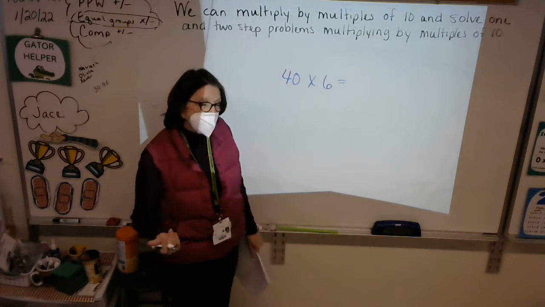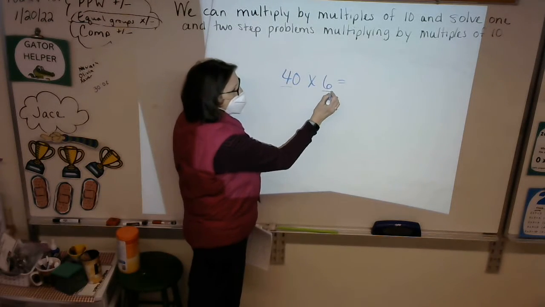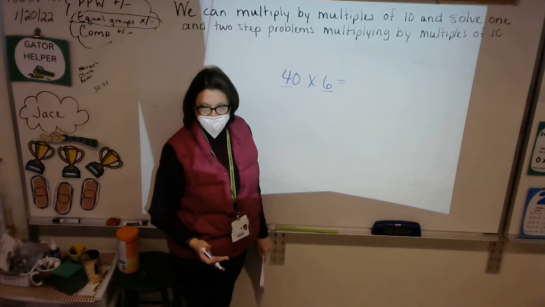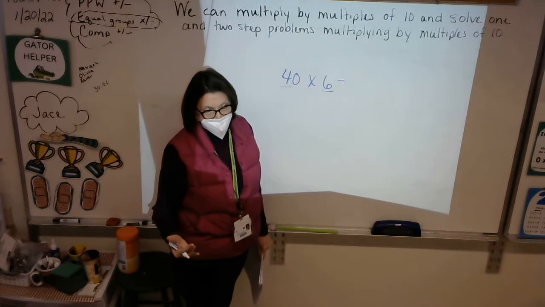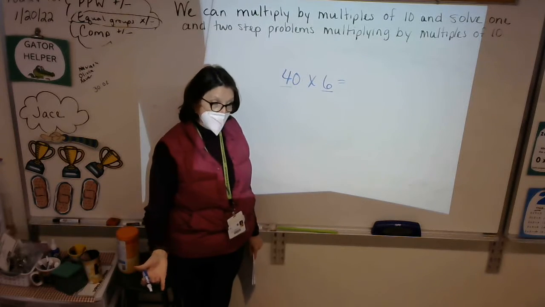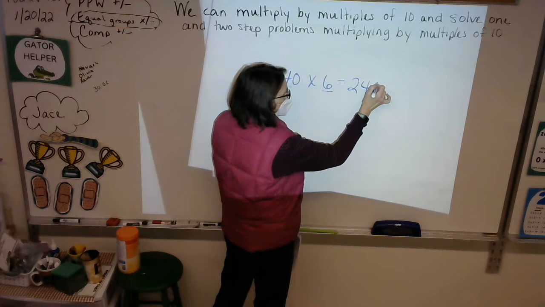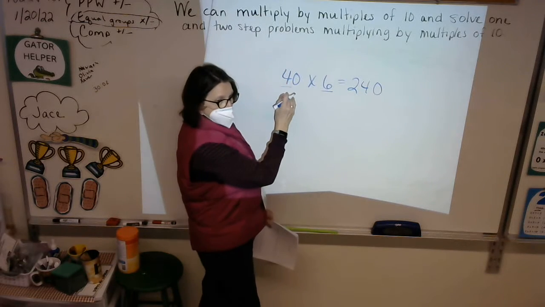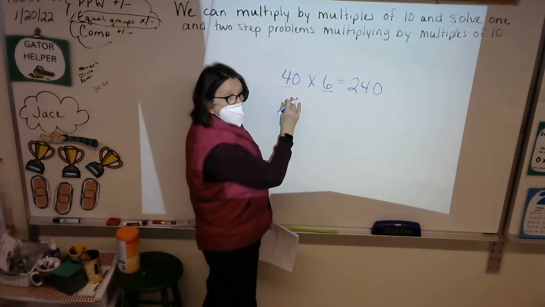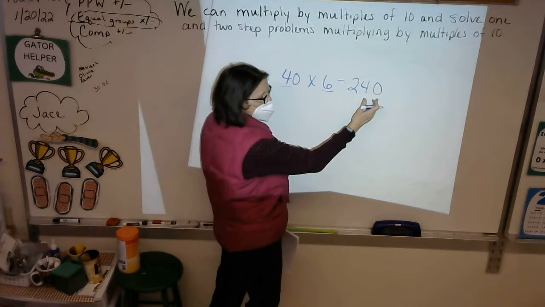So what was my hidden fact in this one? Everybody say it for me. 4 times 6. Remember, I don't want you to say 4 and 6. Because you say 4 and 6, you know what I think? 4 and 6 is 10. When I say 4 times 6, I think 4 groups of 6, and that is 24. We add a 0 because we're not just multiplying 4 times 6, we're multiplying 4 tens times 6, which is really 24 tens, which is really 240.